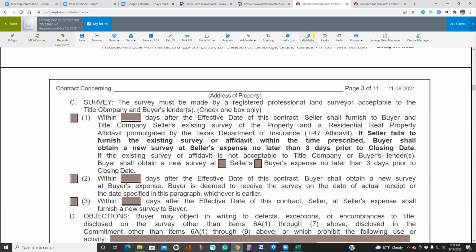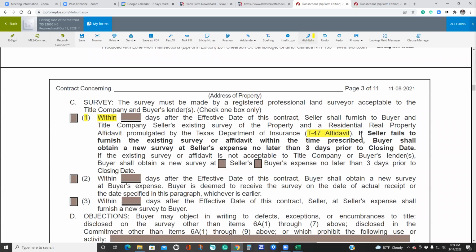On the survey, please remember that we have 3 paragraphs. Paragraph 1 is probably one of the better ones. However, we're talking about the existing survey. And so when we look at this, there's 3 parts to it. Just this paragraph, there's 3 parts. There's this part where we're going to get the survey, the existing survey, along with the T47, right?